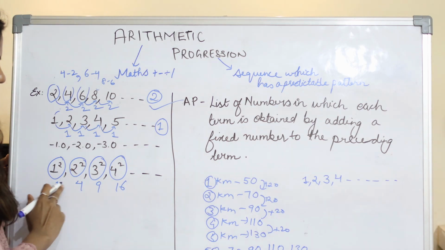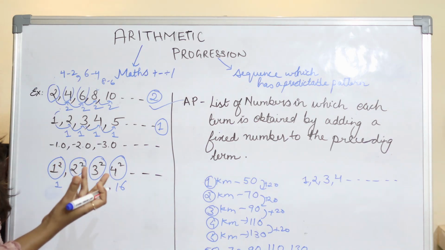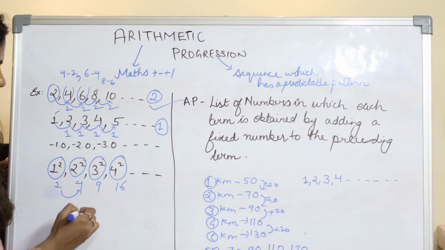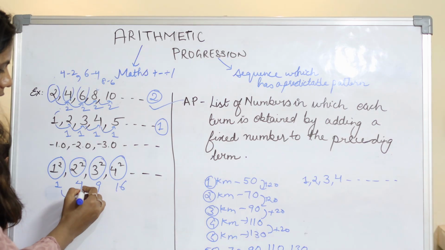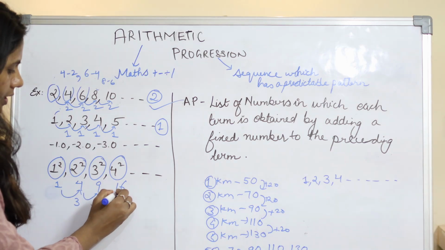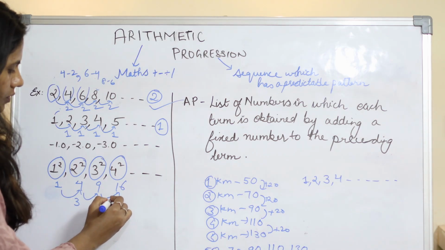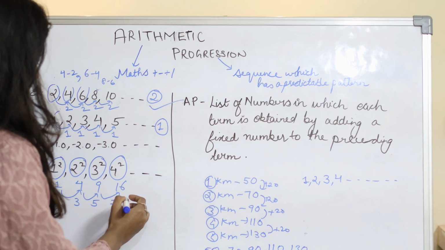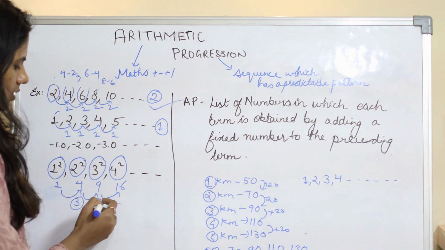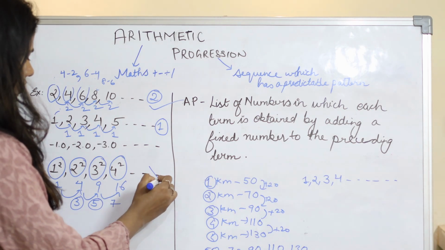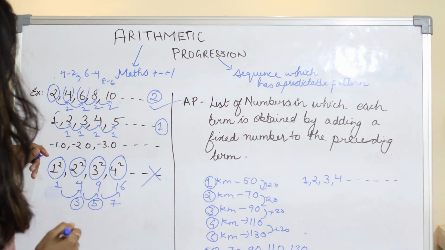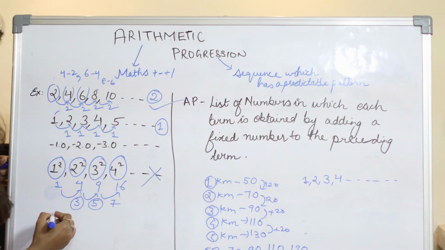Now to find out the difference, what is that constant number, we will be subtracting 1 from 4, which is 3, 4 from 9, which is 5, subtract 9 from 16, which is 7. So if you see that the number is not fixed, it's not constant, so this is not an AP.